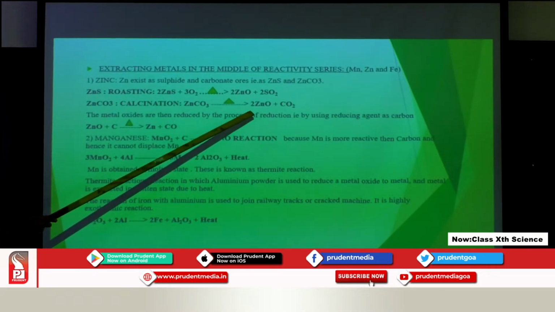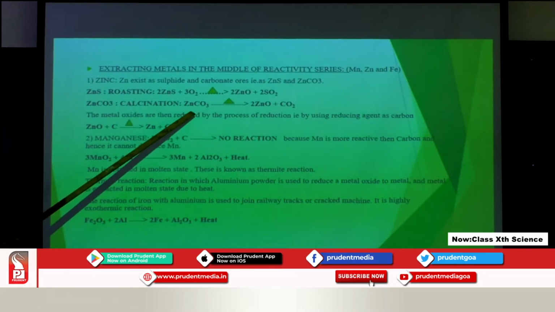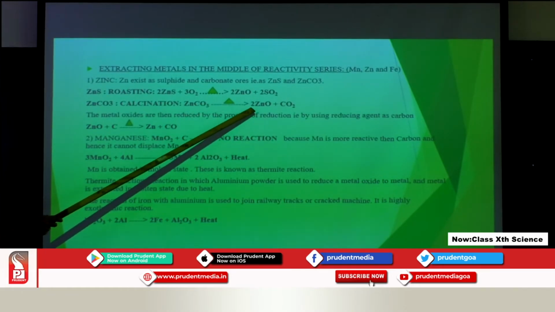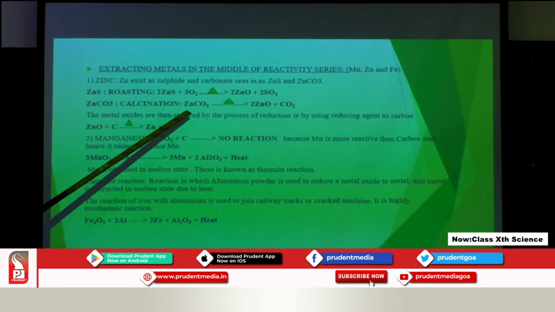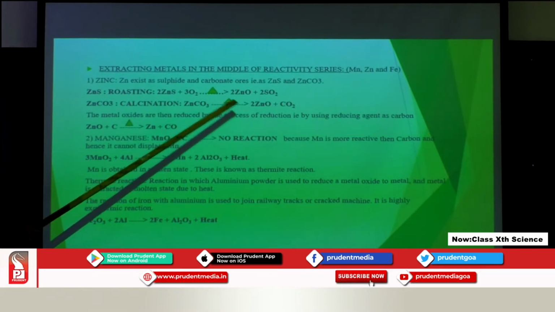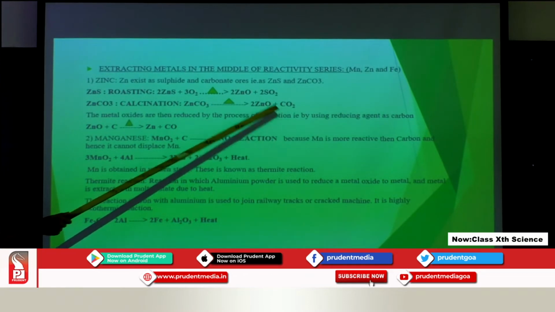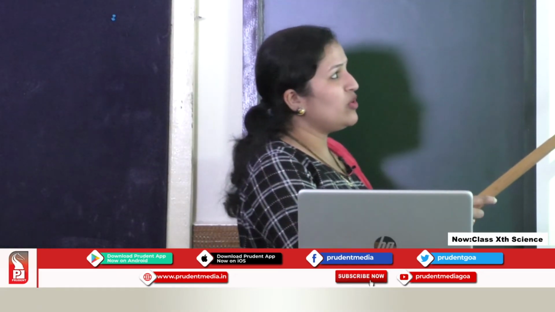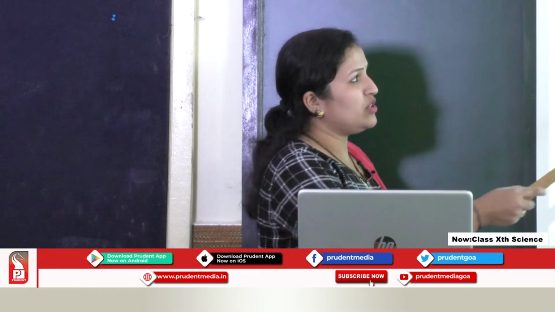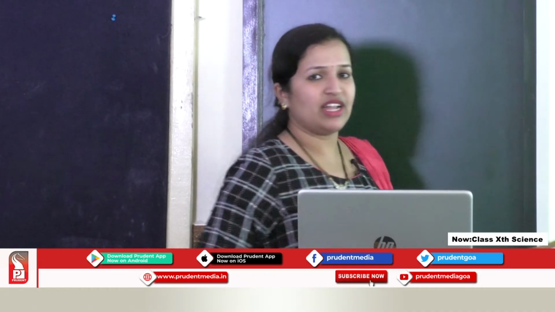So, what will happen here when it is heated? This product is getting transformed into zinc oxide and carbon dioxide. One reactant is splitting into two products. Which type of reaction is this? It is a decomposition reaction. Zinc carbonate is getting decomposed to zinc oxide and carbon dioxide.